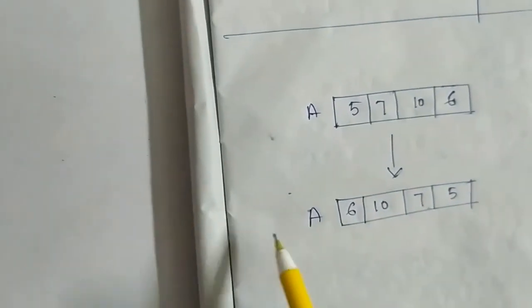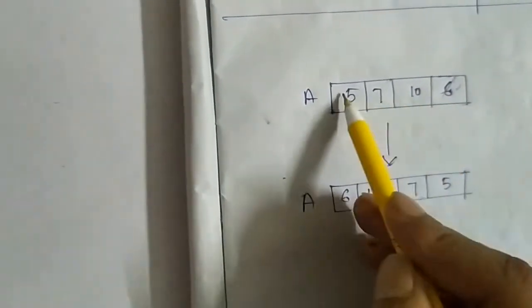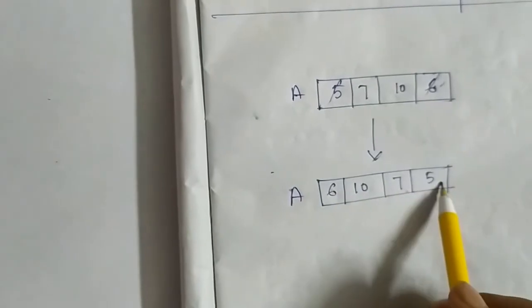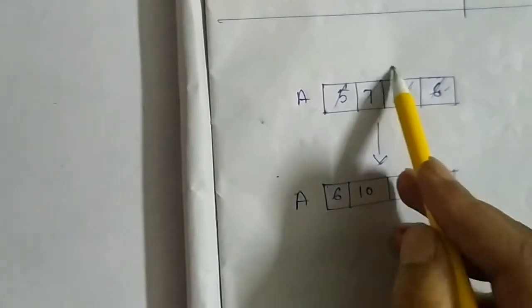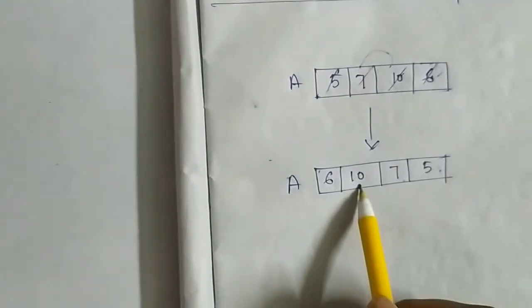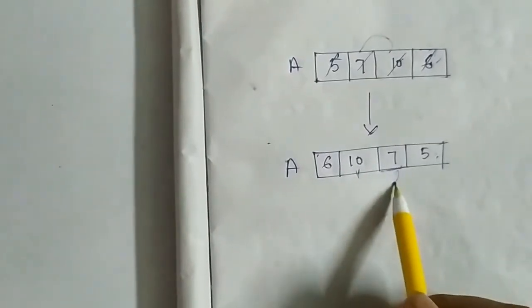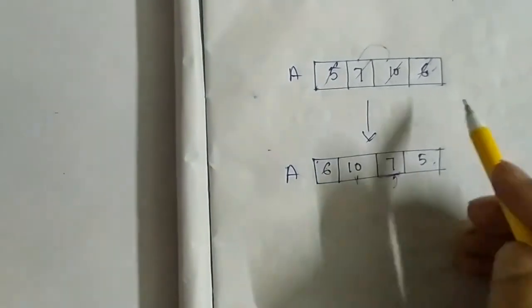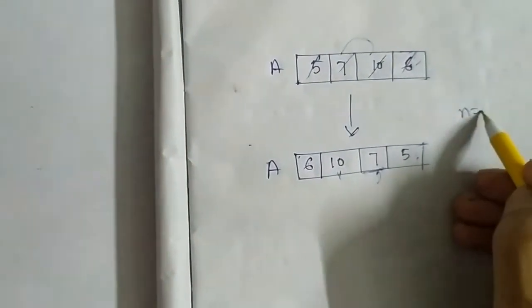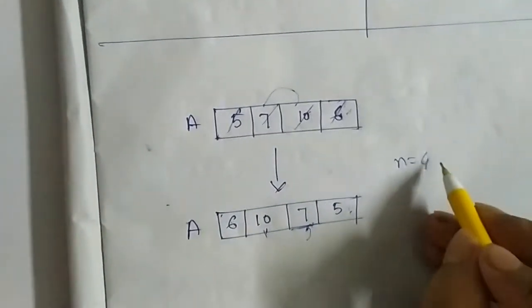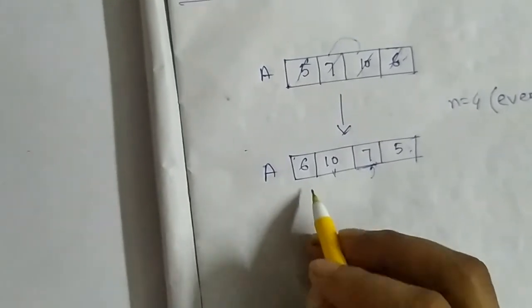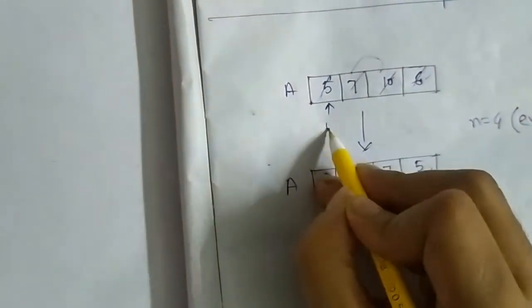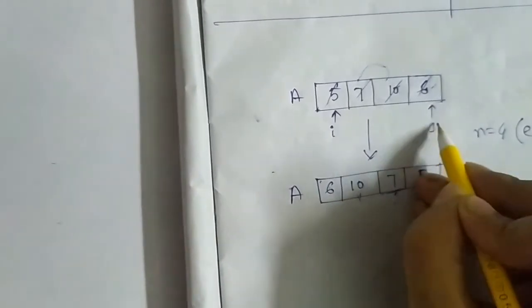So what we need to do is just swap the last element with the first element. That means 6 and 5 swap their places, and 10 and 7 I will swap also. So 10 comes to the second position and 7 goes to the third position. Here the number of elements is 4, which is even. That means I need two pointers, let's say one is I and another is J.